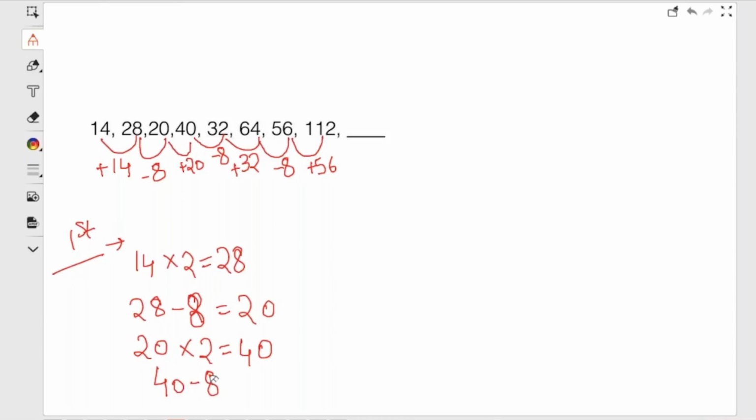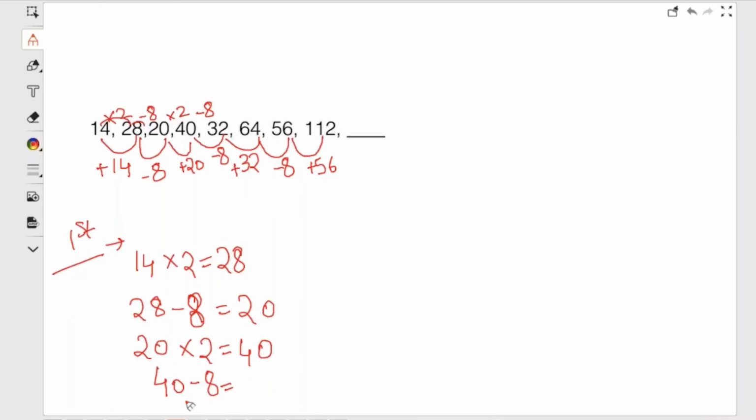It's like alternating between doubling and subtracting. First we are multiplying by 2, then we are subtracting 8. Like this. Alright, so what's happening in this series? First multiplication by 2, then subtraction by 8.